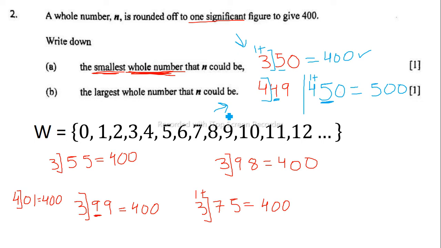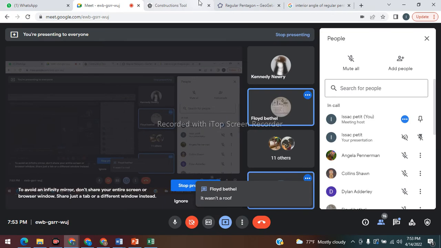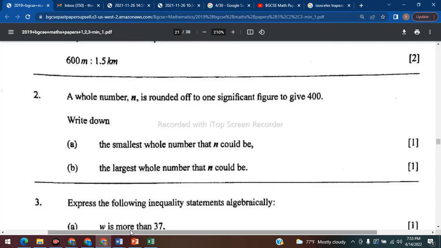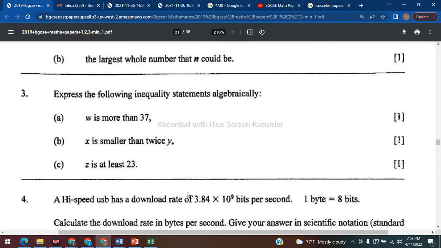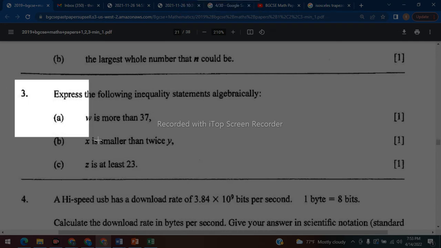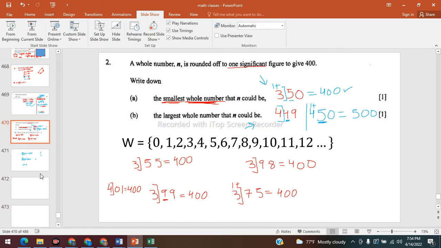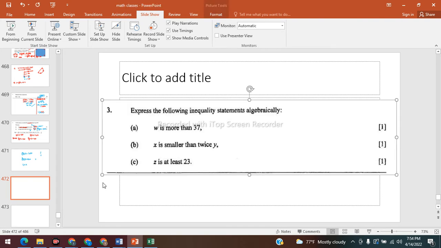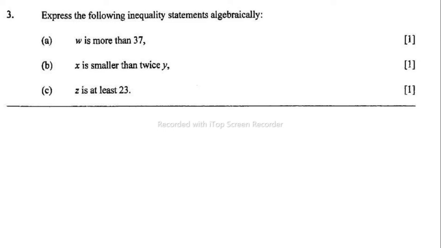Okay, good. Okay, so let's continue. So 350 and 449. Now next up we need... This would be a fun one. I like doing stuff like these. Alright. So attempt that for me, please.